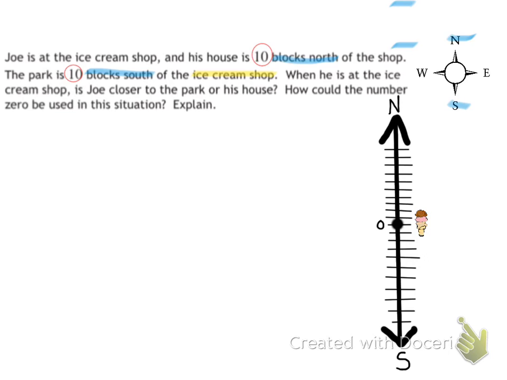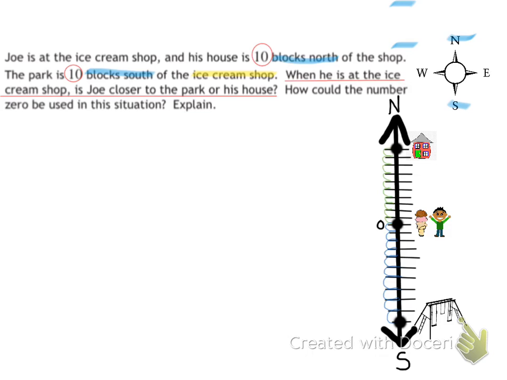Next, it says when he is at the ice cream shop, is Joe closer to the park or his house? So let's go ahead and label his house. Count all the way up to 10. And that is where his house is located. And the park is 10 blocks south, so I'm going to count 10 units down. And that's where the park is located.